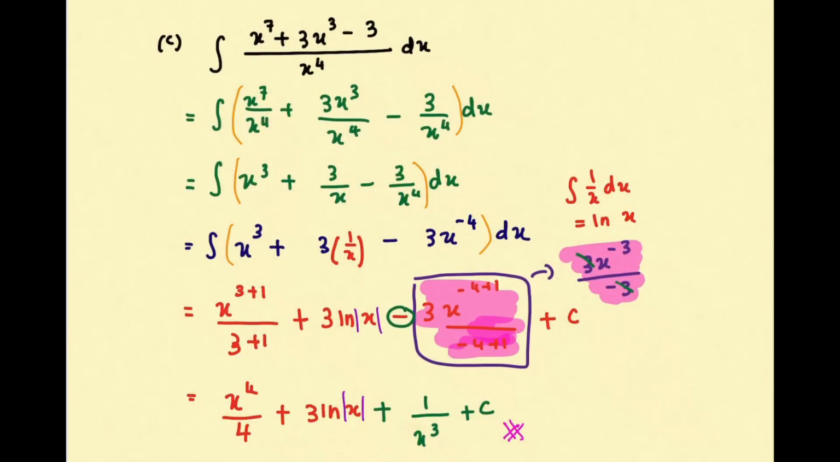Now let's proceed with question C. We want to integrate this fraction here, so let's simplify this first. This is just x to the power of 7 over x to the power of 4, plus 3x to the power of 3 over x to the power of 4, minus 3 over x to the power of 4, dx. So now let's simplify this first before we integrate.